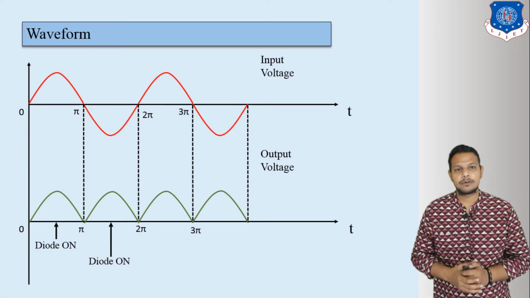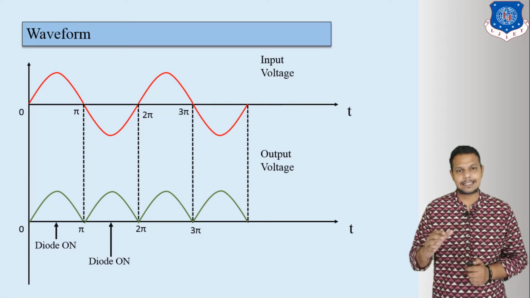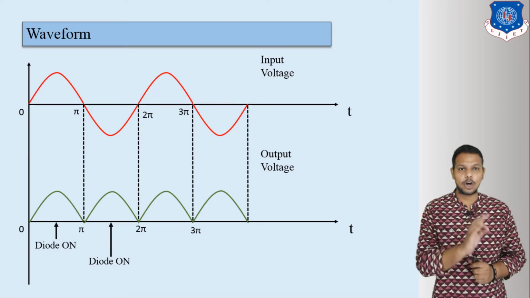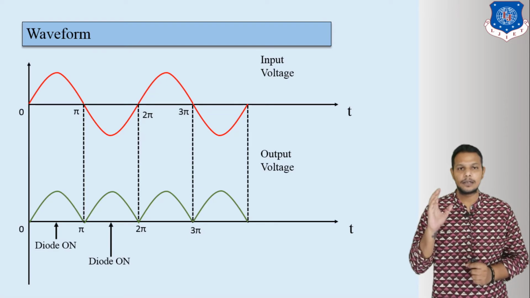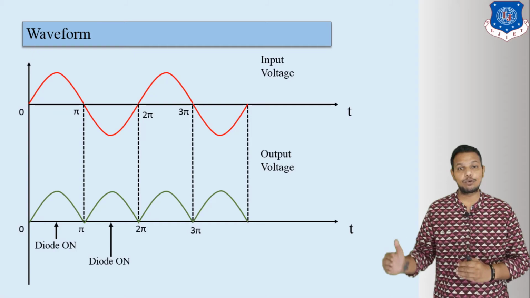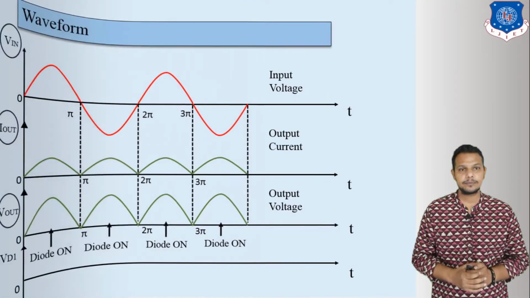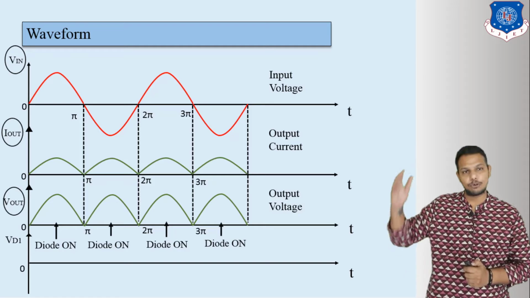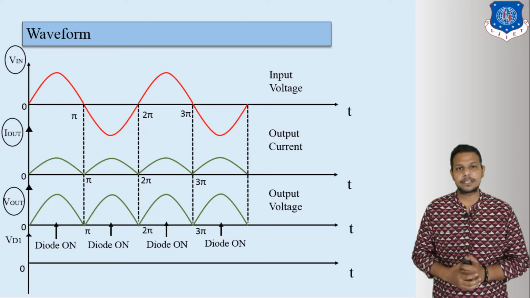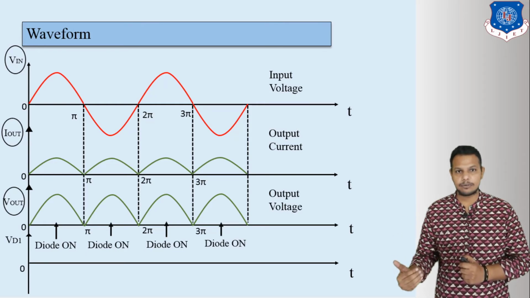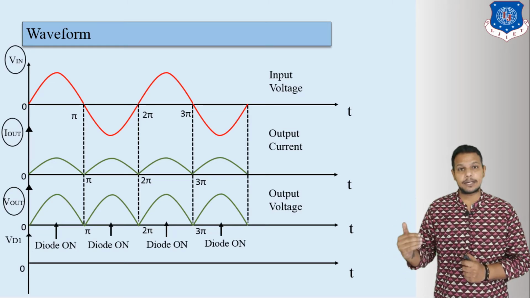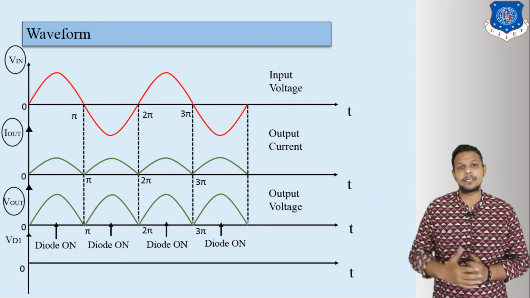From this waveform we can conclude that this is the full wave rectifier, because after this operation we finally get only the positive half cycle. That's the reason it is known as a full wave rectifier. Now this is the final four waveforms. As we discussed earlier, if we apply positive, we get positive at the output side, and if we apply negative at the input side, we get positive at the output side.